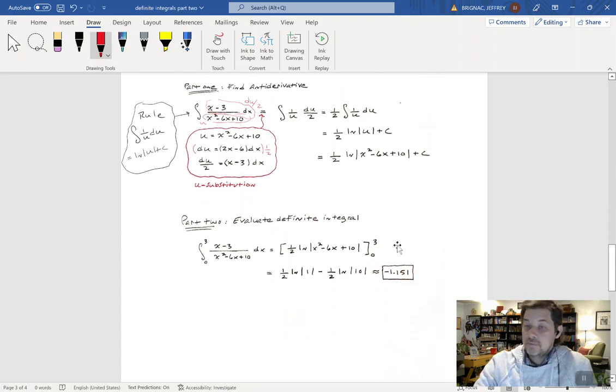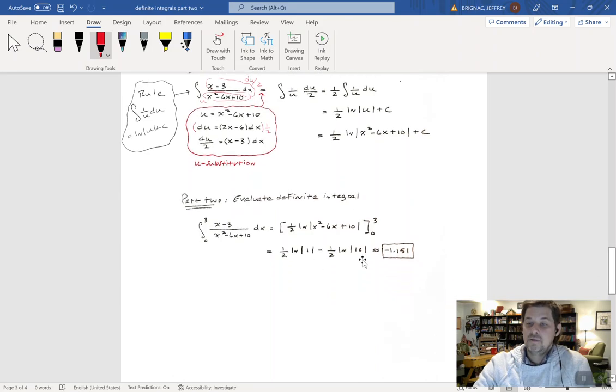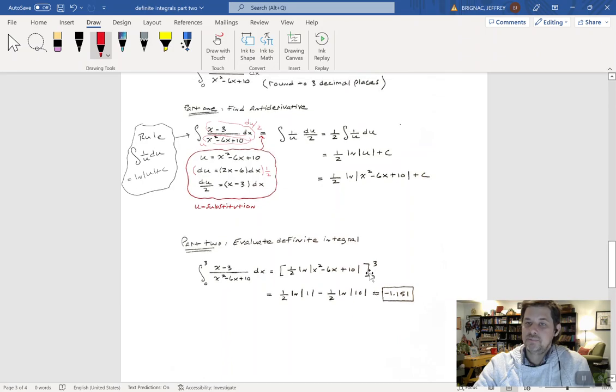From here, you know what happens. We plug the numbers in. Here's our problem, here's our antiderivative. If I put 3 into the top, I'll get 1. Then I subtract. If I put 0 into the top, I'll get half natural log 10. Now this one is not very complicated. It's this number minus this one, which we would do in a calculator, especially because this one says round to 3 decimal places. If I do that, I got negative 1.151, rounding to 3 decimal places.